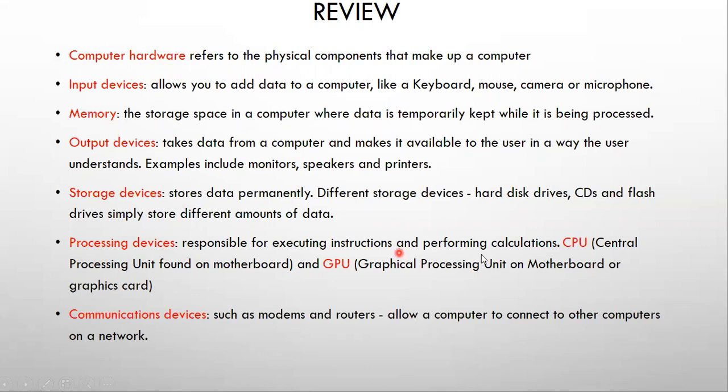Processing devices, there's two. One is your CPU and your GPU. Now, your processing devices are responsible for executing instructions and performing calculations. Your CPU, your central processing unit, is found on the motherboard, and your graphical processing unit, GPU, may be found on the motherboard or on the graphics card, depending on your computer. Communication devices such as modems and routers allow a computer to connect to other computers on a network.